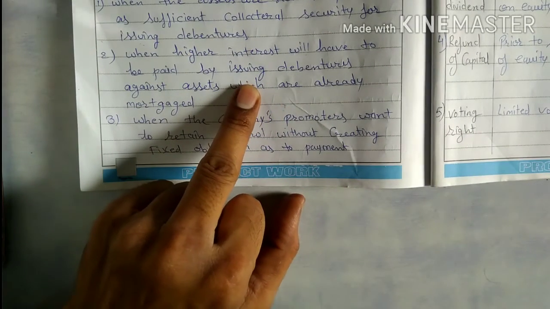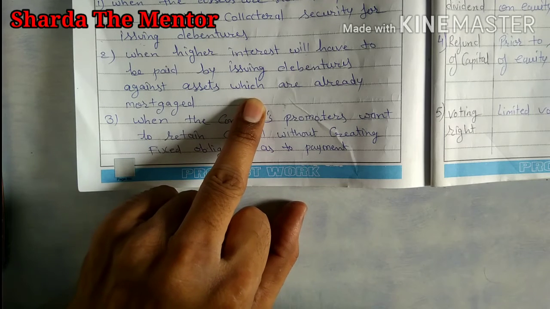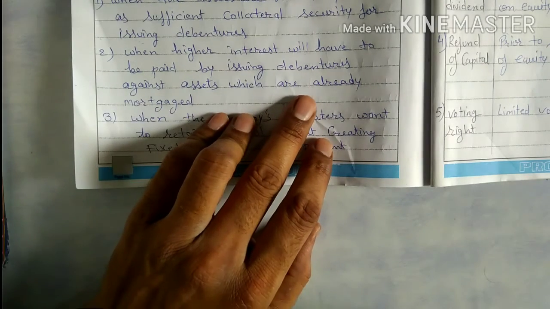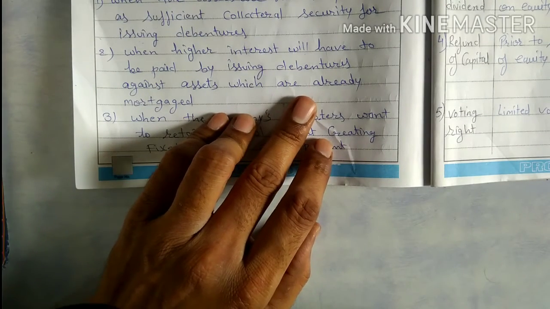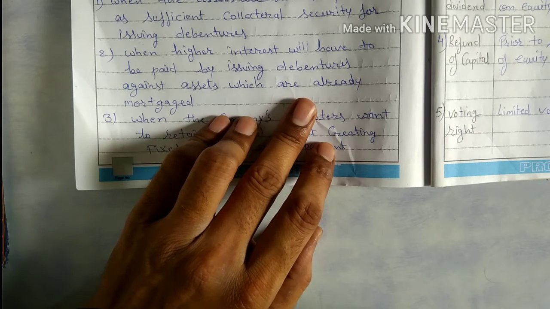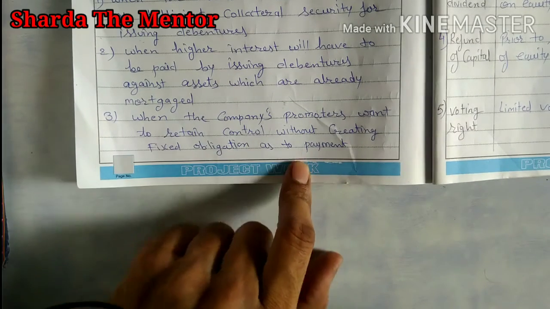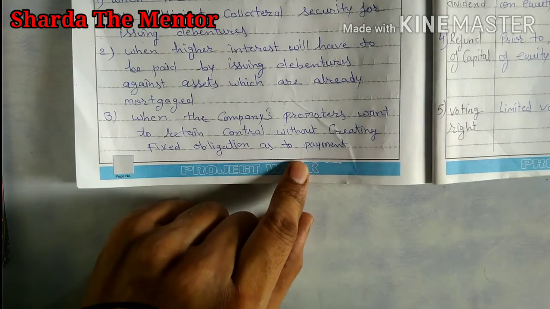Second, when higher interest will have to be paid by issuing debentures against assets which are already mortgaged. It means you are paying higher interest on the debentures, and you have already mortgaged your assets against the debenture. So it will be better to return whatever amount you have taken from the debenture holder by issuing preference shares. In that case, it is advisable for the company to issue preference shares.